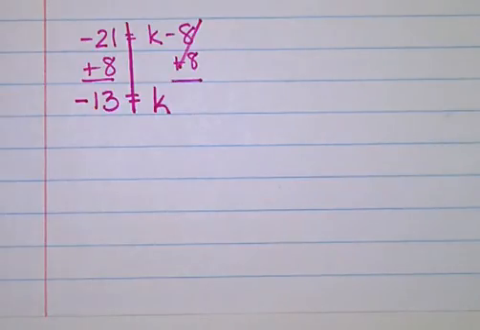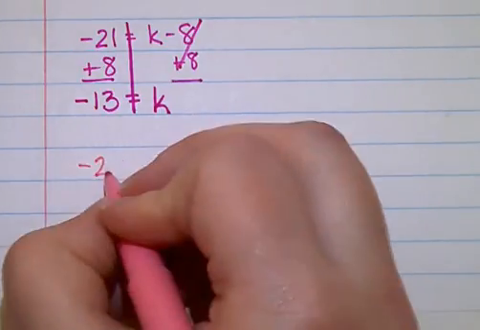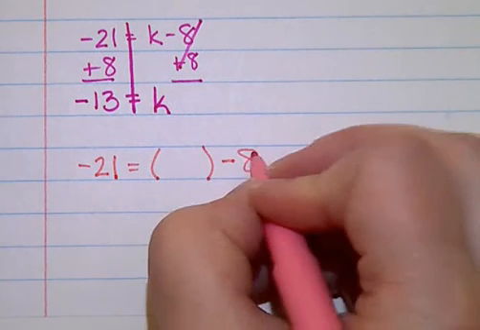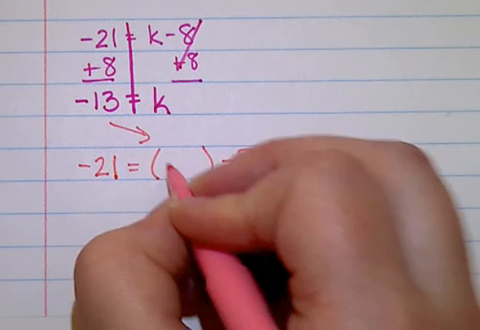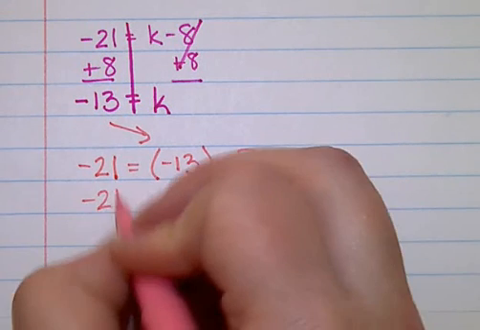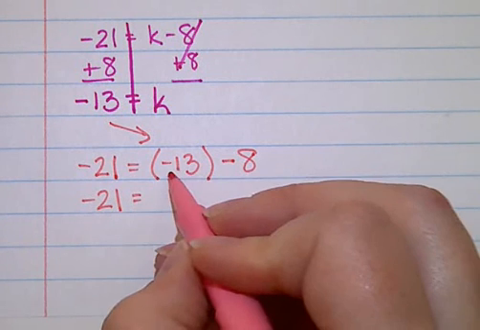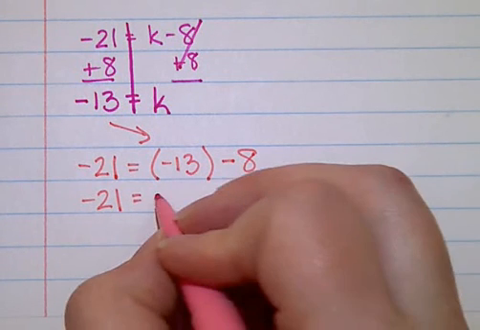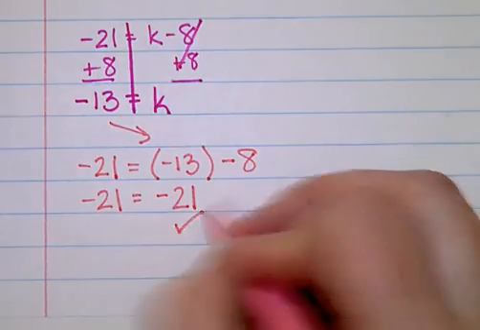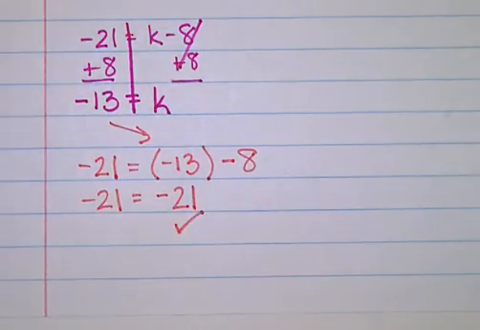Let's check. Negative 21 equals my k value minus 8. And I think that my k value is a negative 13. I still have a negative 21 on the left. Negative 13 minus 8 is also negative 21. And because my two sides are equal, my solution is correct. K does equal negative 13.